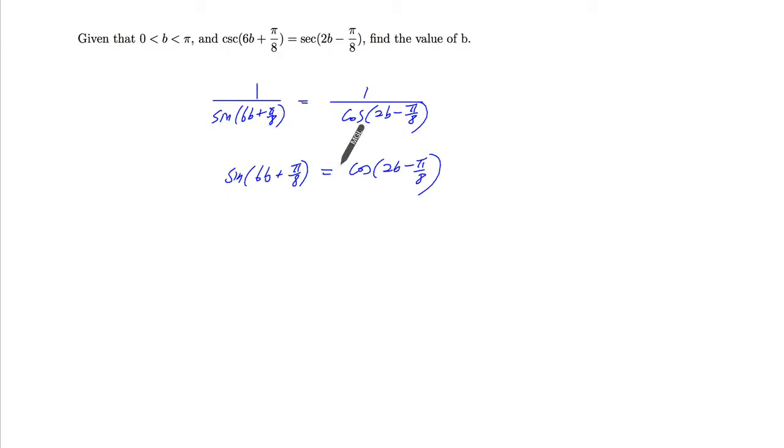Okay, so what do we know? Because the problem here is one sine and one cosine. What do we know that we can convert sine into cosine and cosine into sine? Well, we know that cosine of theta is equal to sine of pi over 2 minus theta. So see this right side here? Just let this whole thing 2b minus pi over 8 be theta. Then I can replace this with sine of pi over 2 minus theta.